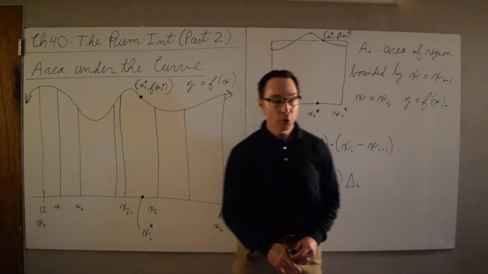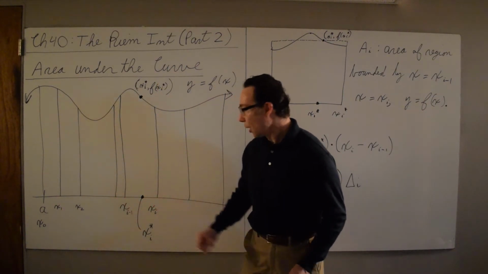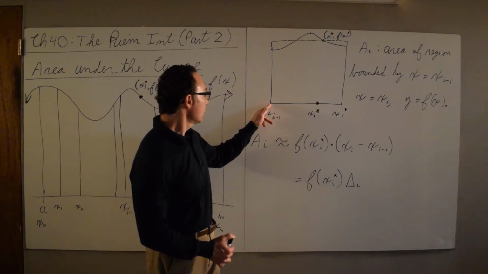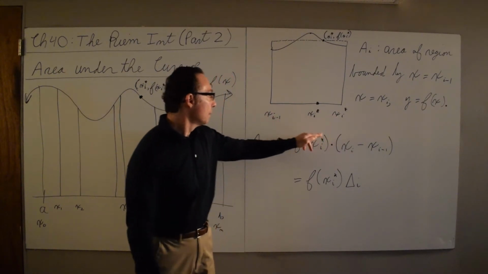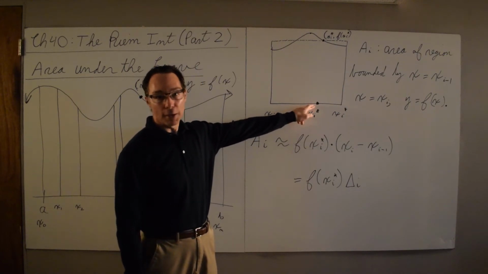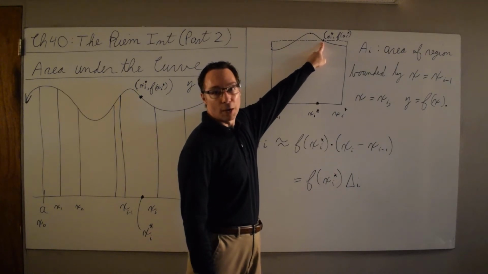Now, what I've done over here is I've taken this part right here and I've blown it up. So this is just a subinterval from x sub i minus 1 to x sub i. Here's our representative point, x sub i star. This is the point x sub i star, f of x sub i star.